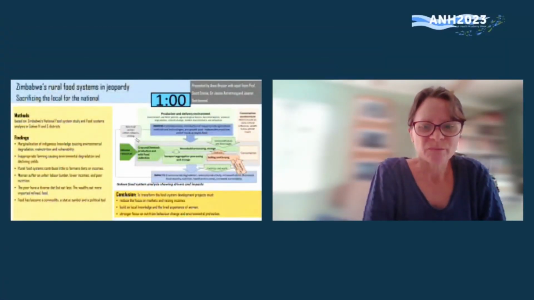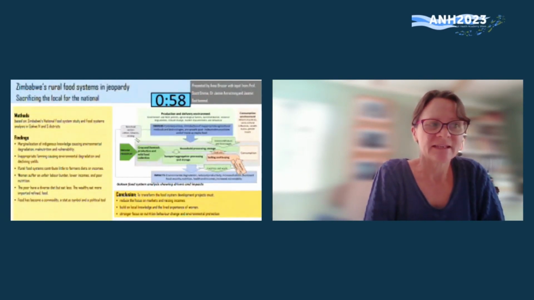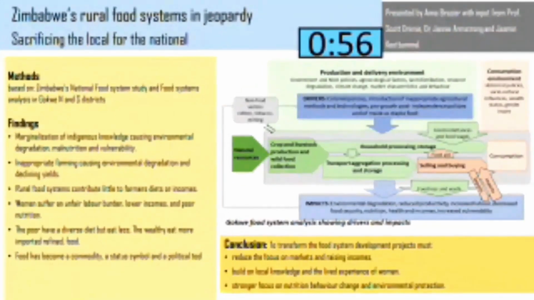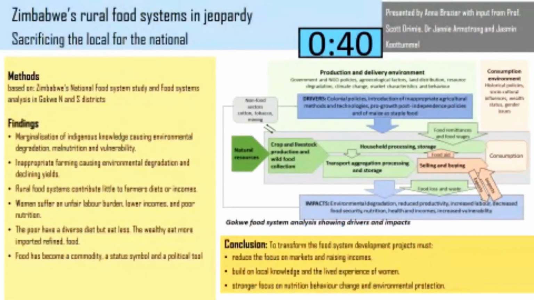This presentation is based on two studies done in Zimbabwe, a national food system study and a rural food system study in Gokwe district. The food systems in Zimbabwe are strongly shaped by colonial policies, neoliberal post-independence policies, and inappropriate farming methods that were introduced. The focus on maize as a staple is also a very strong driver.